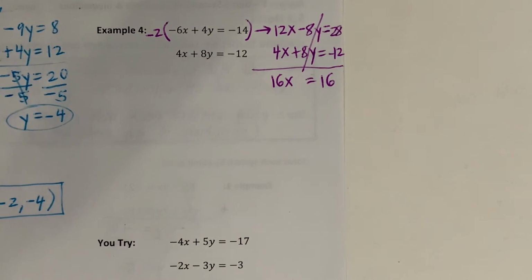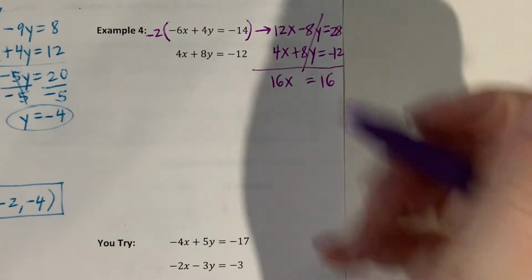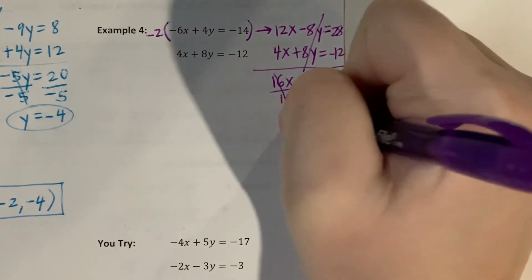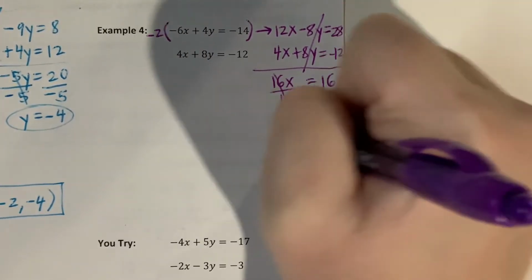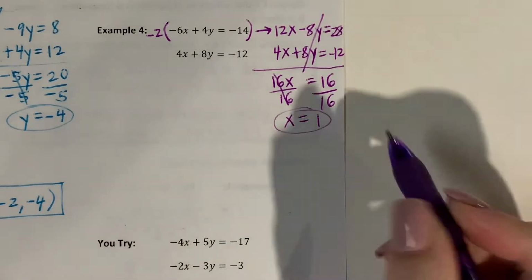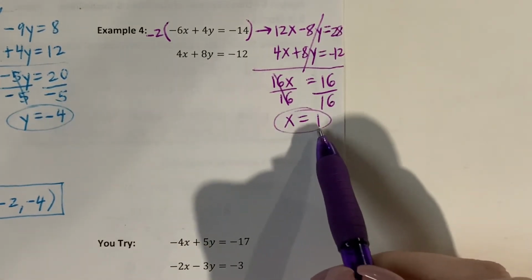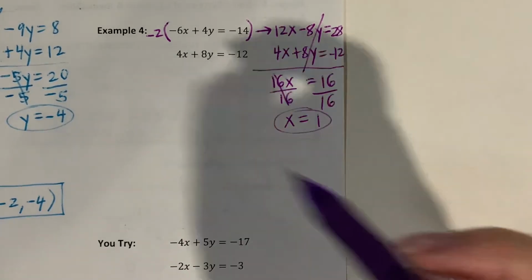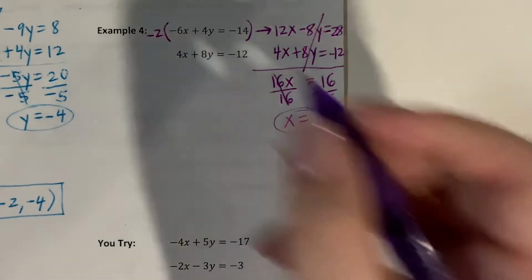So my y's canceled out. I'm trying to get x by itself here. I can divide by 16 on both sides to get x by itself, and I'll get that x equals 1. So now I need to plug x equals 1 back into one of my original equations. Doesn't matter which equation I choose, I'll just choose this first equation.